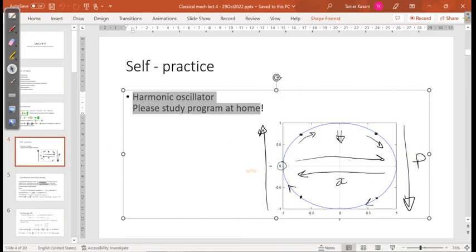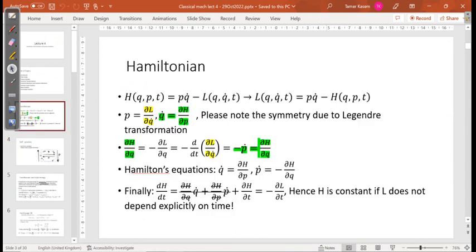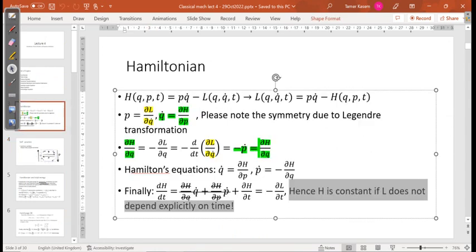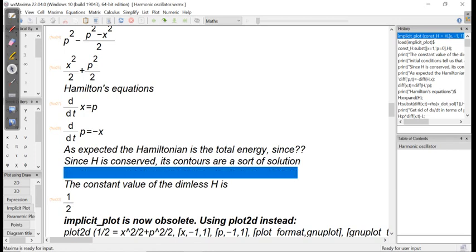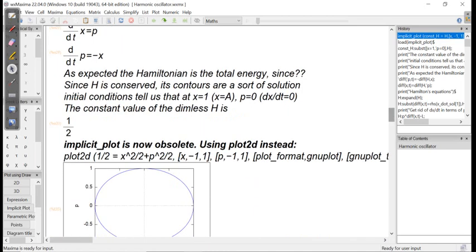Here, the time does not appear explicitly, either in the Lagrangian or the Hamiltonian. Hence, the Hamiltonian is a constant. It means that this expression, x squared over 2 plus p squared over 2, is a constant at any instant of time. So, for example, consider the initial condition x equal to 1 at t equals 0 and p equal to 0, like we have just pulled the spring and the mass and left it to oscillate. We will get that the Hamiltonian is equal to half, and it will always be equal to half.